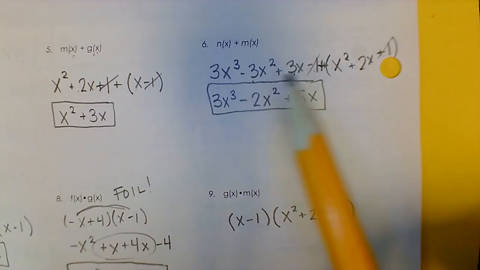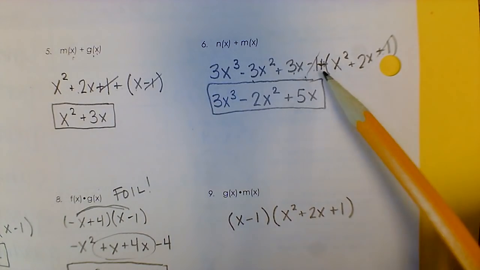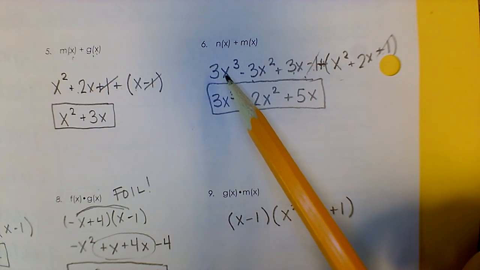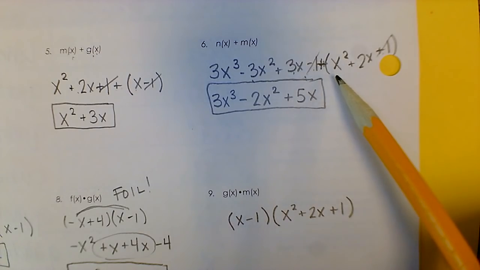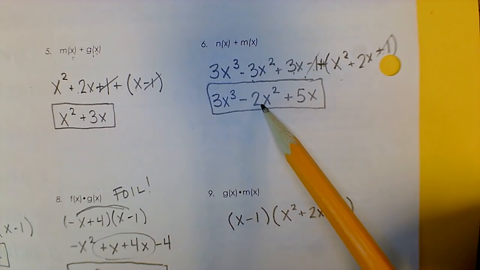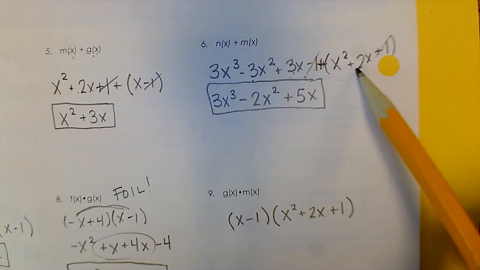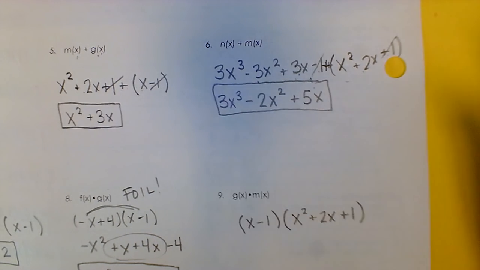All right, this one gets a little trickier. n of x, which is the first piece here, and then m of x, which is down here. There's nothing to combine your cube with, so you just bring it down. Negative 3 plus 1, x squared, is negative 2x squared. 3 x's plus 2 x's give me 5 x's, and the negative 1 and positive 1 cancel each other out.